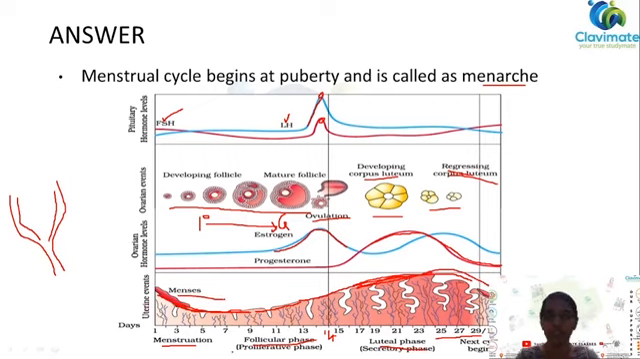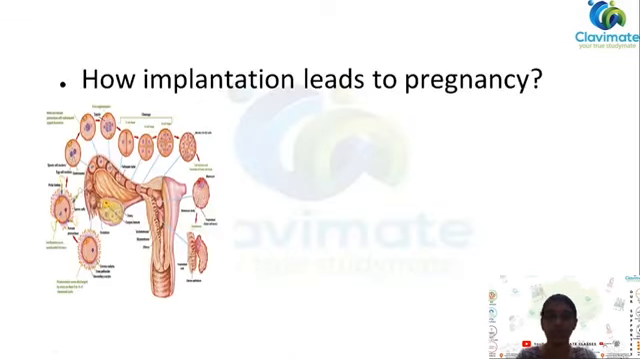So these are the three phases, and follicle stimulating hormone, luteinizing hormone, estrogen and progesterone play an important role in the menstrual cycle. These are all the points that you have to write in your answer paper. The next question is how implantation leads to pregnancy.